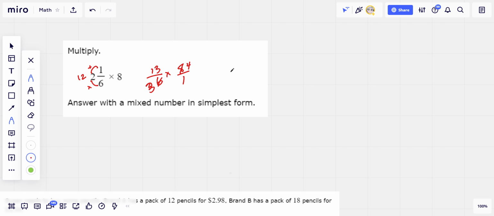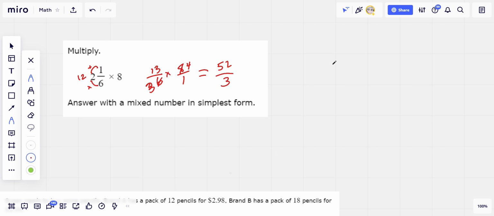Now we'll multiply across the top. 13 times 4, 4 times 10 is 40, plus 4 times 3 is 12. That's 40 plus 12 is 52. And 3 times 1 is 3. Let's see, 52 is not divisible by 3. I know because 5 plus 2 is 7, and that's not divisible by 3. So let's go ahead and convert back.